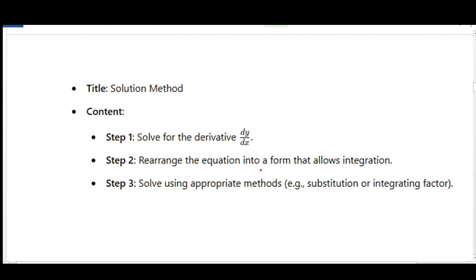Suppose the example is not in that form, it will be in different forms. You have to rearrange sometimes to get dy by dx. Then solve using an appropriate method, substitution or the integrating factor. Depending on the given example, sometimes we'll have to find the integrating factor, or we'll directly take the constant and substitute in this equation. You will understand the steps when we solve the example, friends.